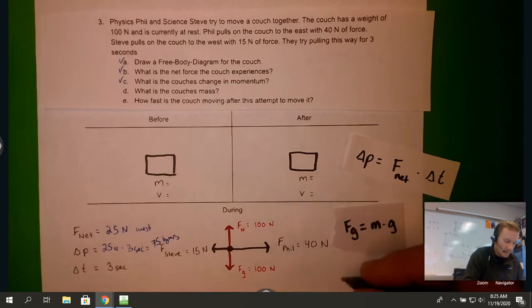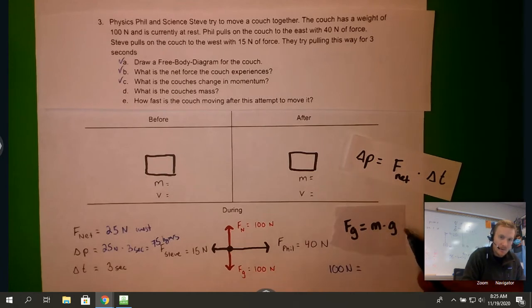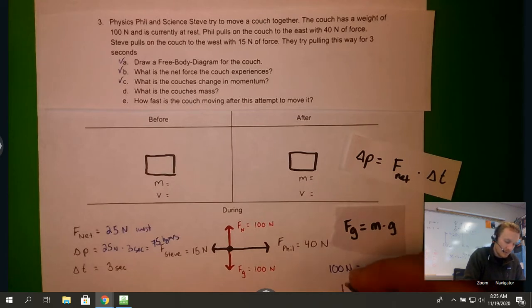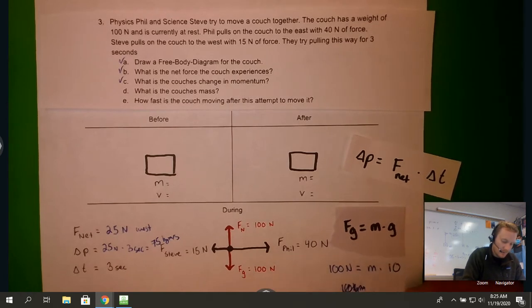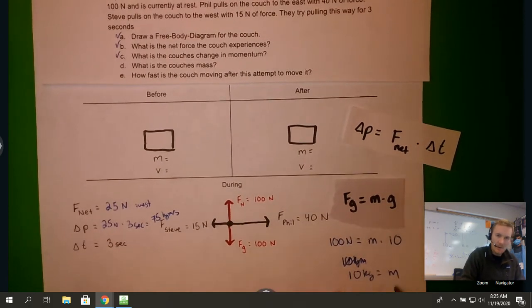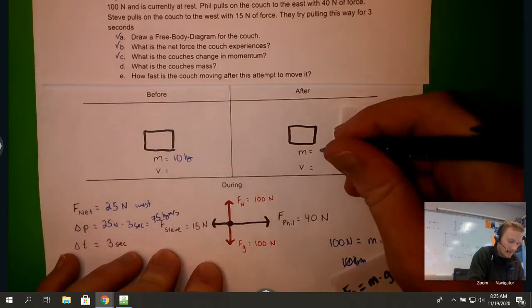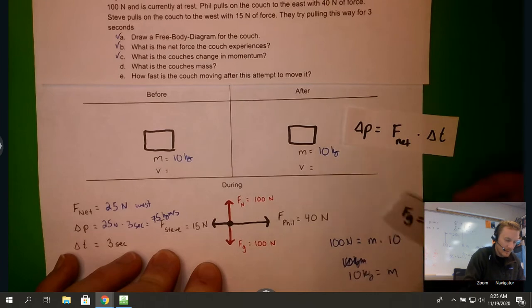So if our weight was 100 newtons, our mass is going to be times the field of gravity, which is 10. So we just have to ask ourselves, what times 10 gives us 100? So we should get 10 kilograms for the mass. So 10 kilograms is equal to our mass. Okay, so we're good with that one. Now that I know this, I'm just going to fill it in on my diagram. 10 kilograms, 10 kilograms.